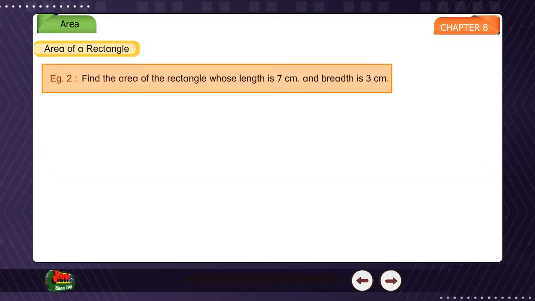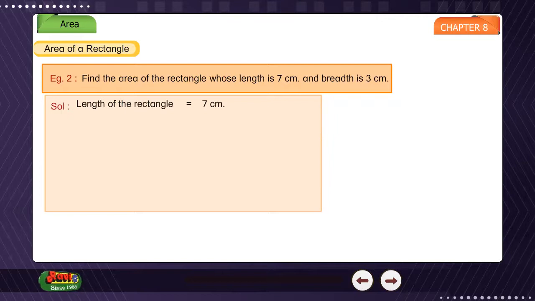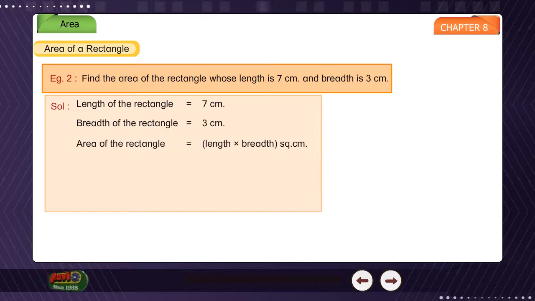Example 2. Find the area of the rectangle whose length is 7 centimeters and breadth is 3 centimeters. Solution: length of the rectangle is equal to 7 centimeters. Breadth of the rectangle is equal to 3 centimeters. Area of the rectangle is equal to length into breadth square centimeters, which is equal to 7 into 3 square centimeters, which is equal to 21 square centimeters.